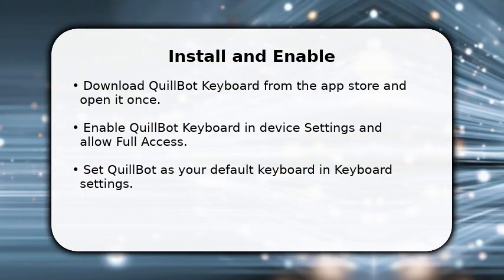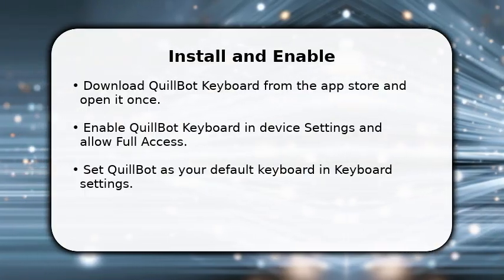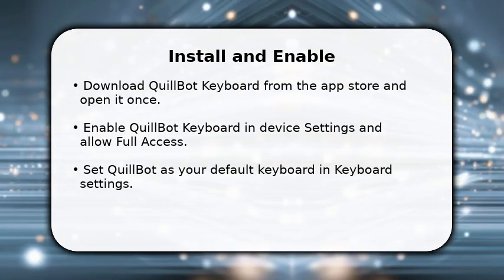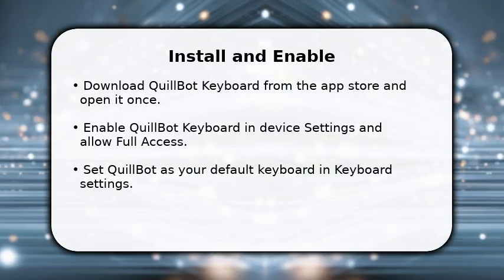In keyboard settings, tap Keyboards, then add New Keyboard and choose Quillbot. Finally, set Quillbot as your default keyboard so it appears automatically when you type in apps.